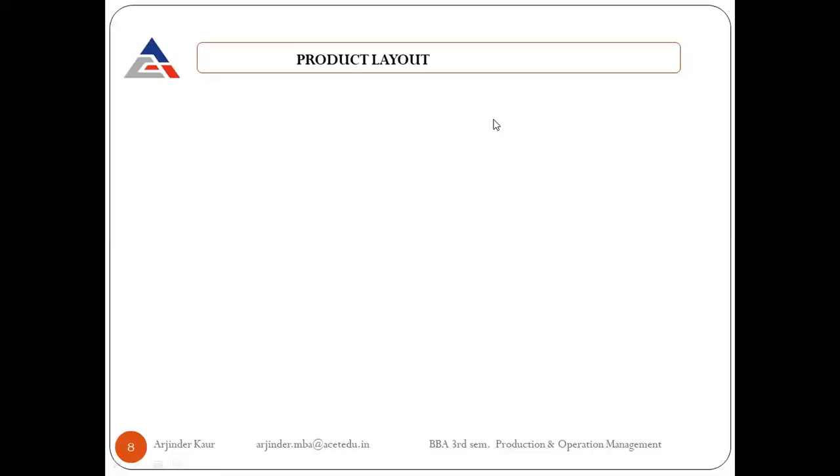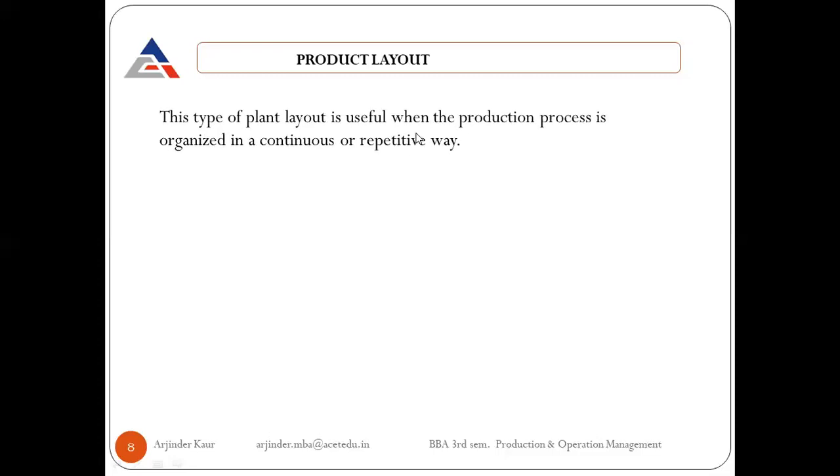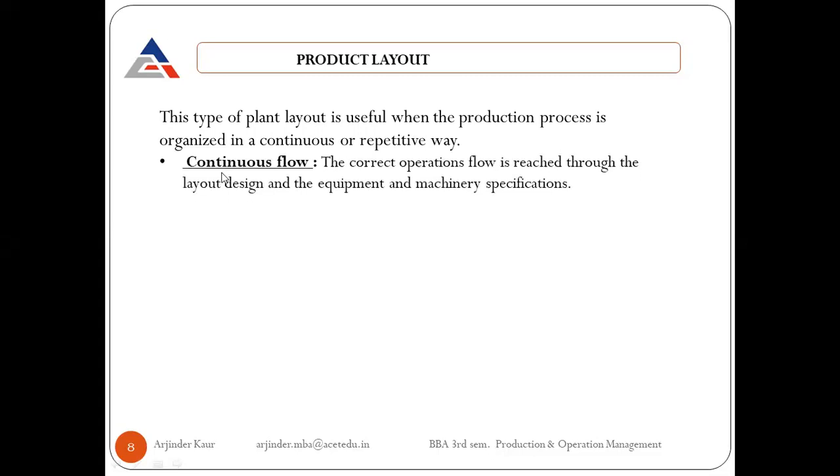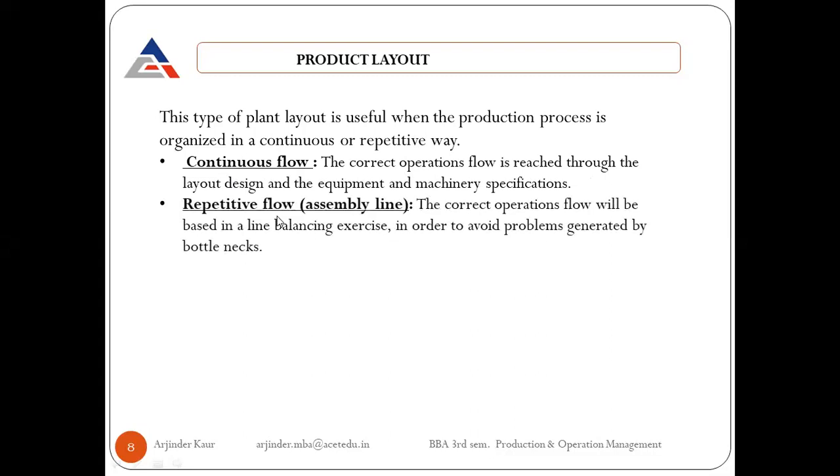The first type of layout that can be used by any manufacturing or service organization is called product layout. This type of plant layout is useful when the production process is organized in either continuous or repetitive way. So the continuous flow is the correct operations flow is reached through the layout design and the equipment and machinery specifications. And repetitive flow, which is also termed as assembly line, herein the correct operation flow will be based in a line balancing exercise in order to avoid problems generated by the bottlenecks.